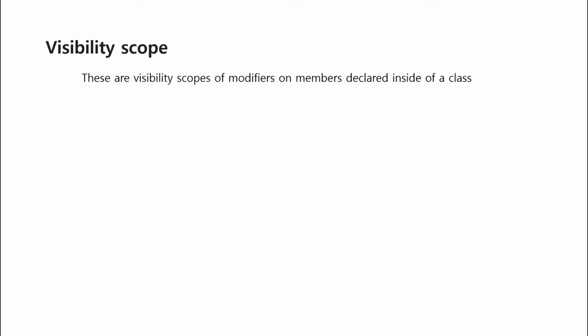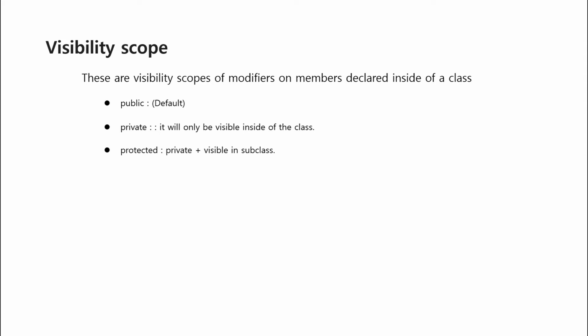Next, let's check it out for class members. Like the top levels, public is default. Private members can be visible only in the same class. And protected members can be visible in the same class and the inherited classes. Lastly, in case of internal, it can be visible in any classes in the same module.